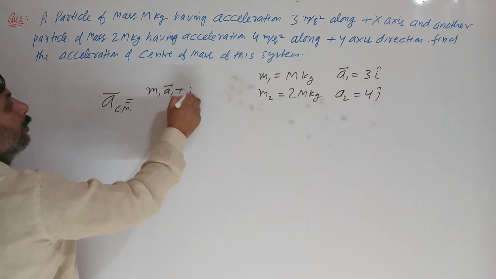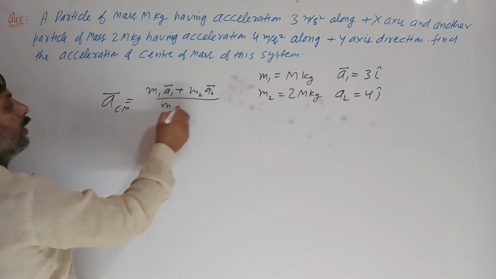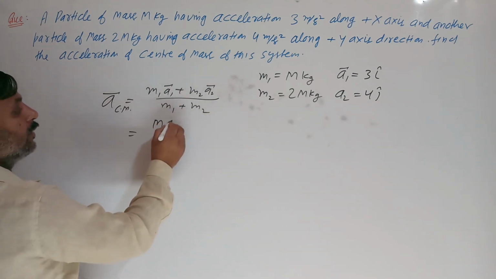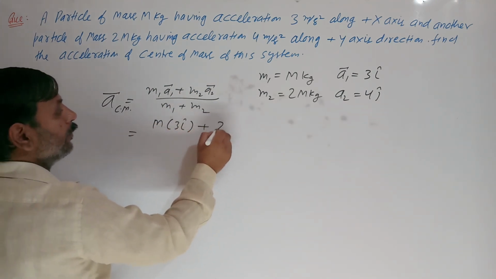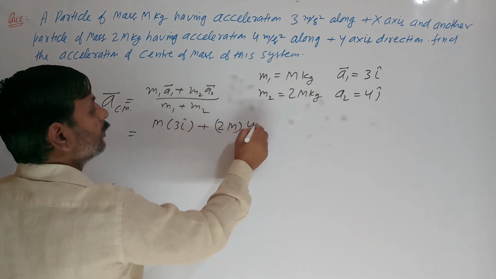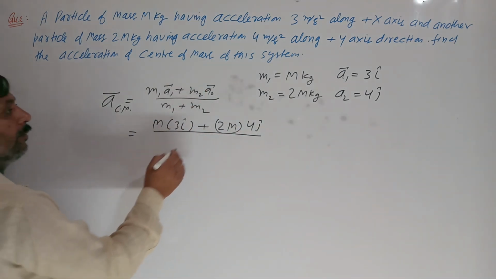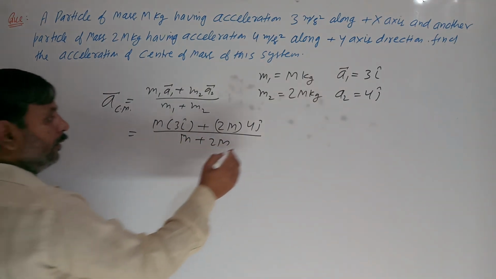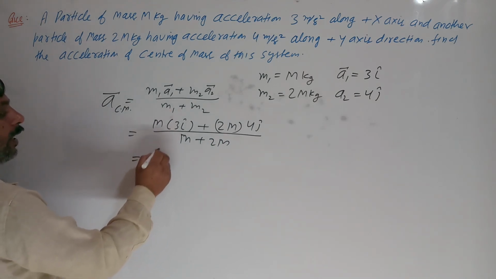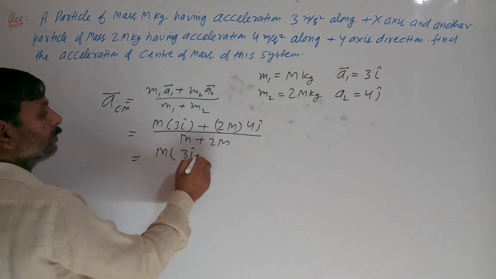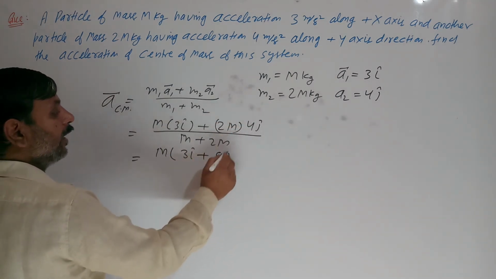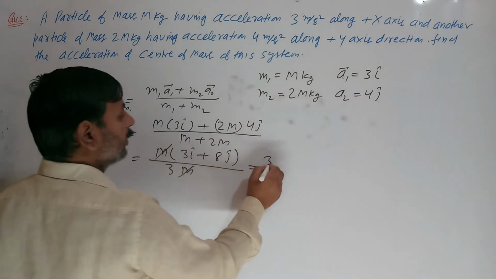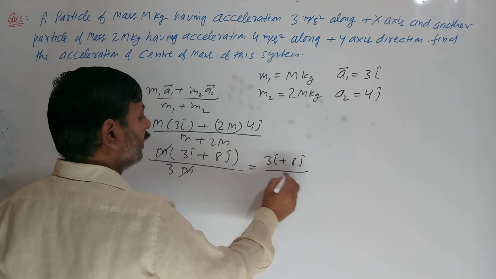m1a1 plus m2a2 divided by total mass m1 plus m2. So this is m times 3i cap, plus m2, 2m, times 4j cap, divided by m1 plus m2, m plus 2m. Here m we have taken common: 3i plus 8j divided by 3m. So this will be 3i plus 8j divided by 3.